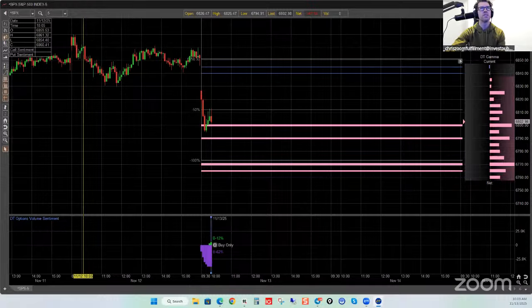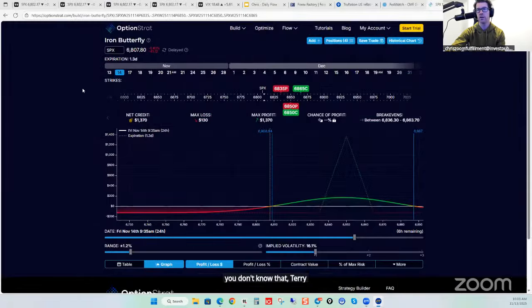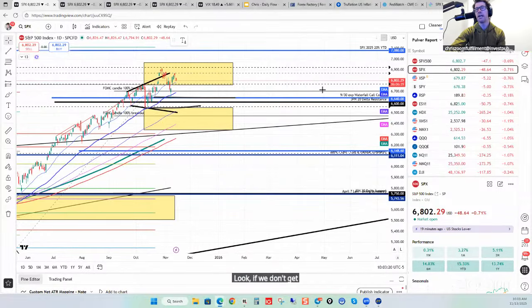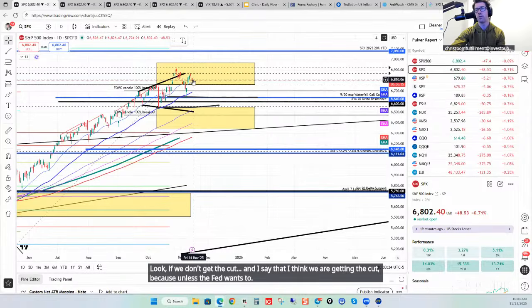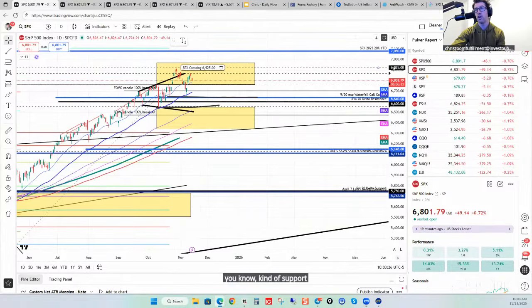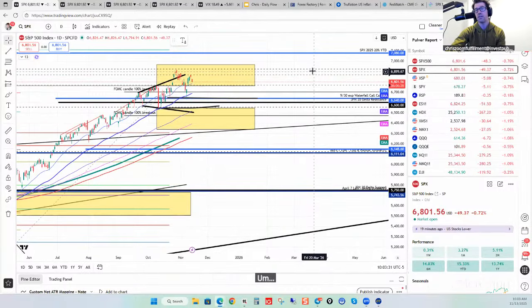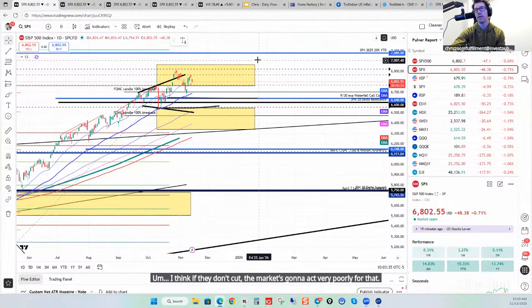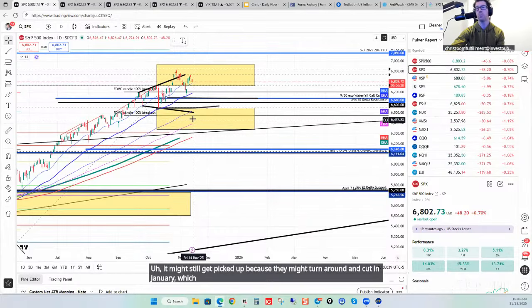Okay. Terry says, I think the market has sensed we're not. I mean, you don't know that, Terry, because I think we are getting the cut in December. I say that because unless the Fed wants to support a pretty ugly sell-off in December, I think if they don't cut, the market's going to act very poorly. It might still get picked up because they might turn around and cut in January, which is so stupid.